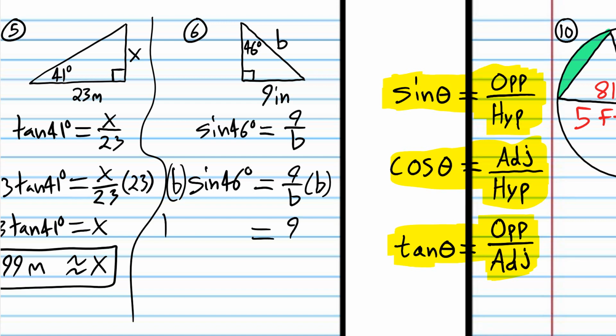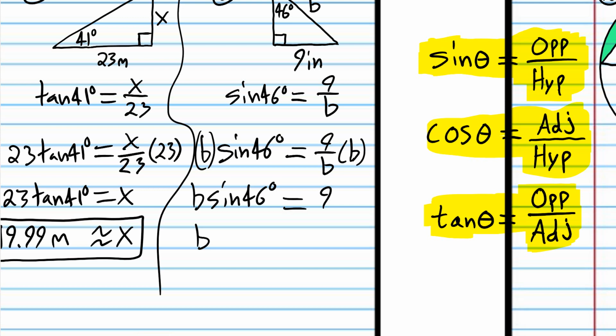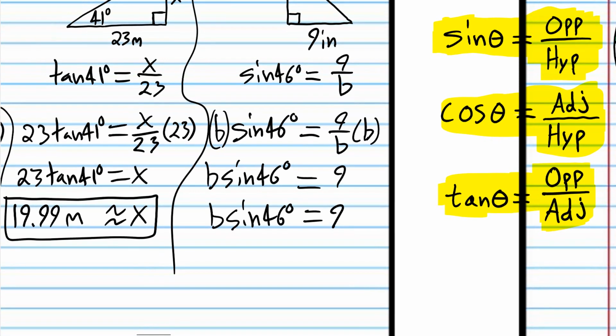You have 9 is equal to b times sine 46 degrees. And now we still have not isolated b. All we've done is get rid of the fraction. So we have to isolate b, so you have to get rid of that sine 46 degrees. It's multiplied into b, so you have to do the opposite of multiplication, which is division.